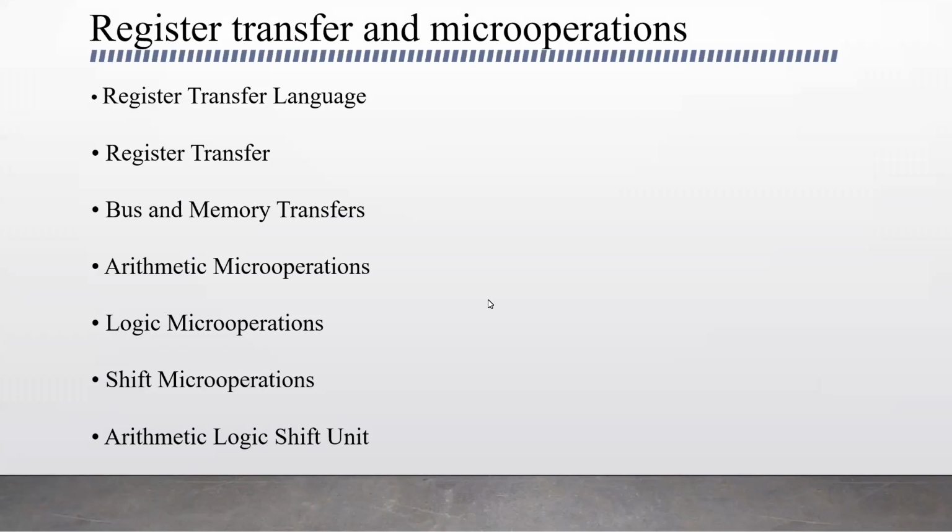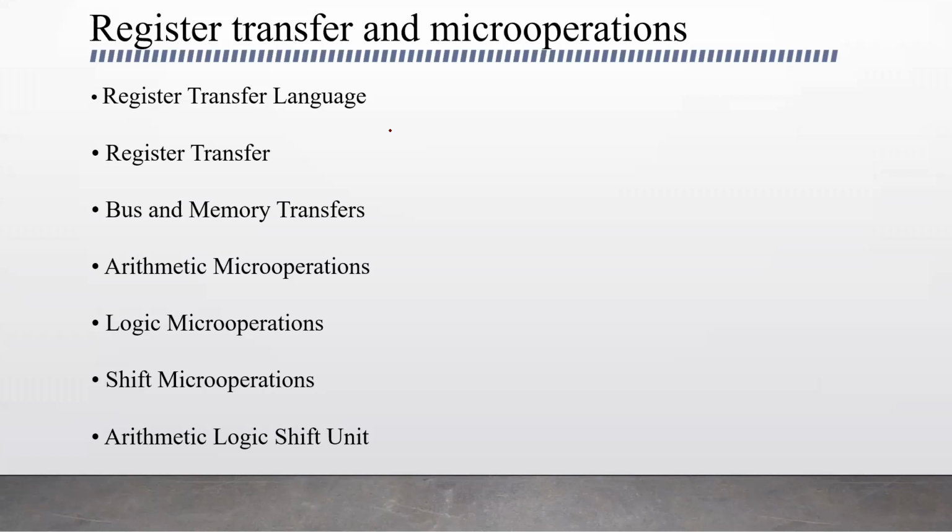We are learning about register transfer and micro operations. In this chapter, we have learned about register transfer language, right? The register transfer language uses symbolic notations to describe the micro operations that transfer information among registers.